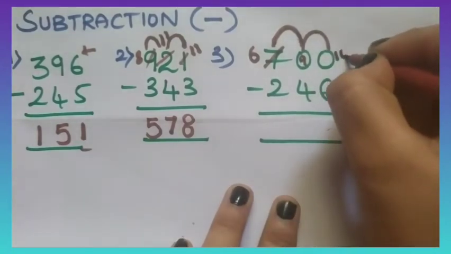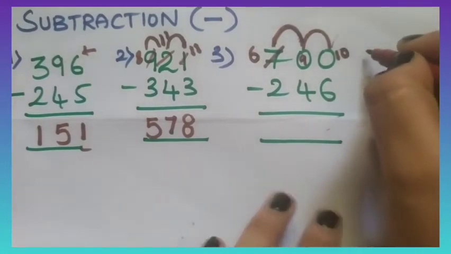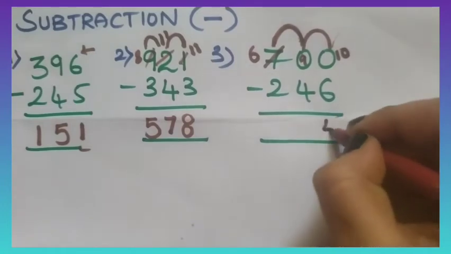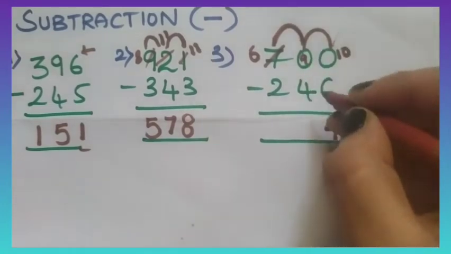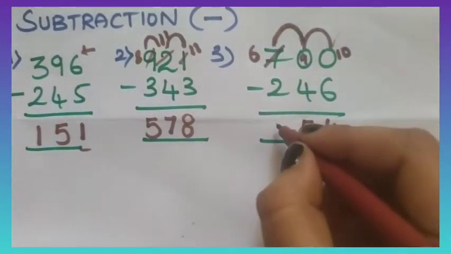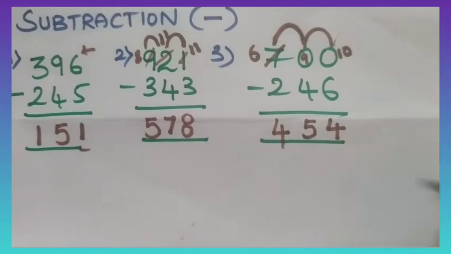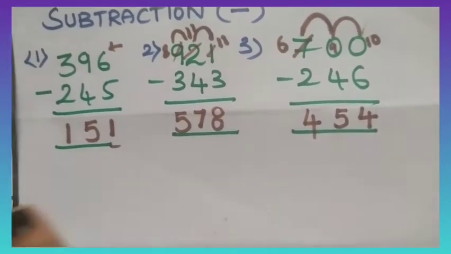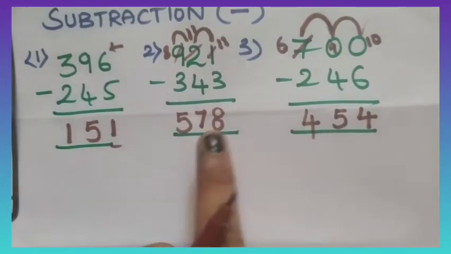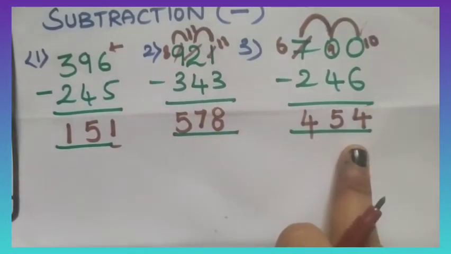Here it will be 10. We are giving here no, so it will be 10 only. 10 minus 6, 4. 9 minus 4 is 5. 6 minus 2, 4. Therefore we got 454. Okay. This is subtraction without regrouping, subtraction with regrouping, and subtraction from numbers with zeros.